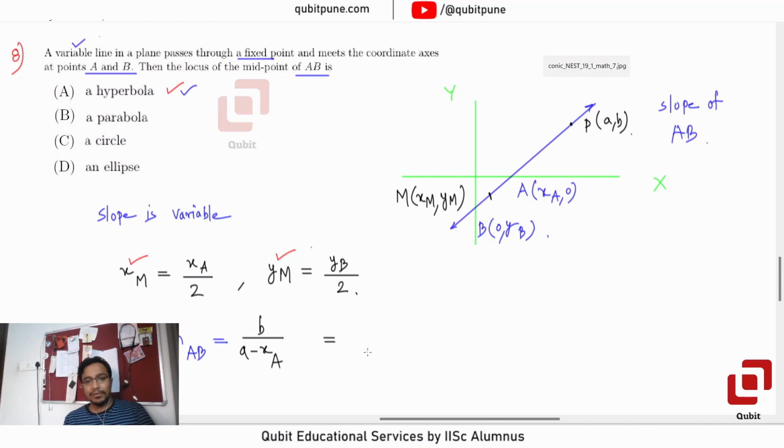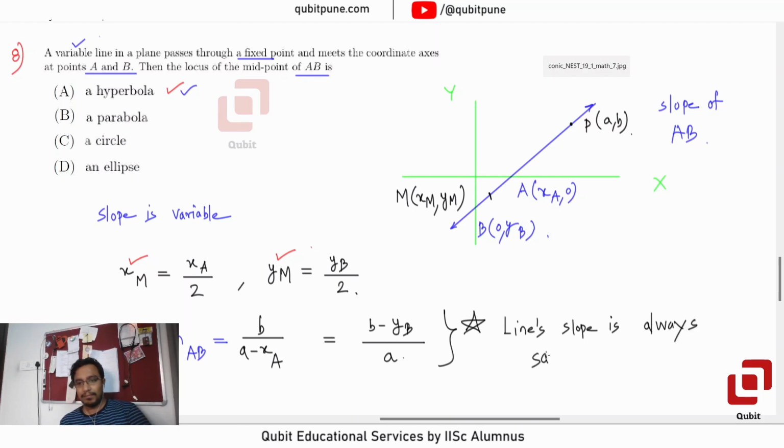Okay, so that is the slope. But this slope is also equal to what? Slope of the line PB. So what will be that? y2 minus y1, b minus yb, upon x2 minus x1, so a. Now if you reach this step where we have used the fact that the line's slope is always the same, no matter what two points you choose, then your job is almost done.